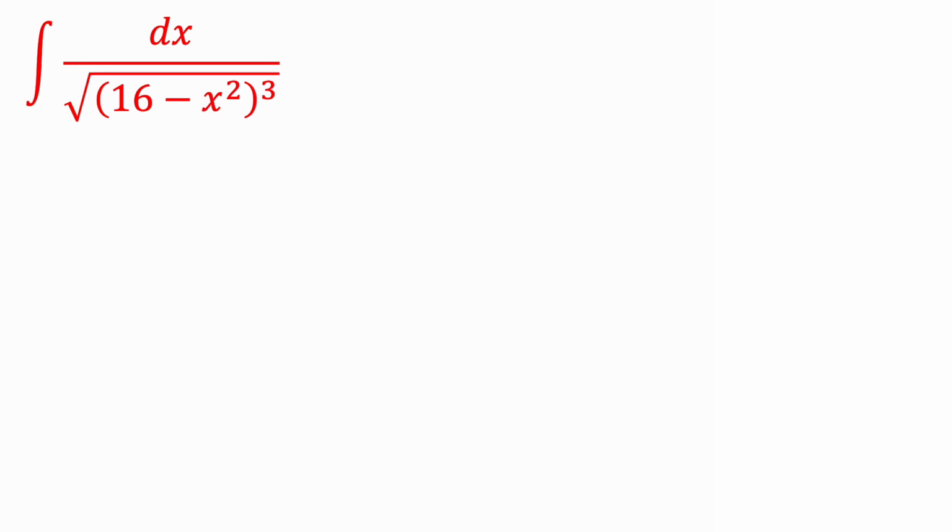Now, if it was simply 16 minus x squared without the power, you could solve this using arcsine. But here it has a power of 3, so we can't use arcsine. So, what do I do here? I use trigonometric substitution. Look, it has 16 minus x squared. This matches the form a squared minus x squared. So a is 4. I let x equal 4 sine theta.